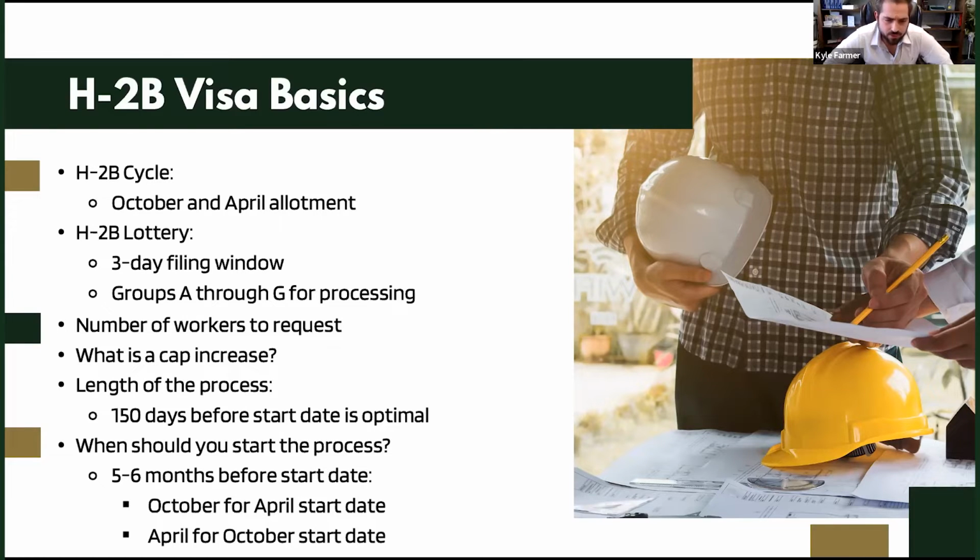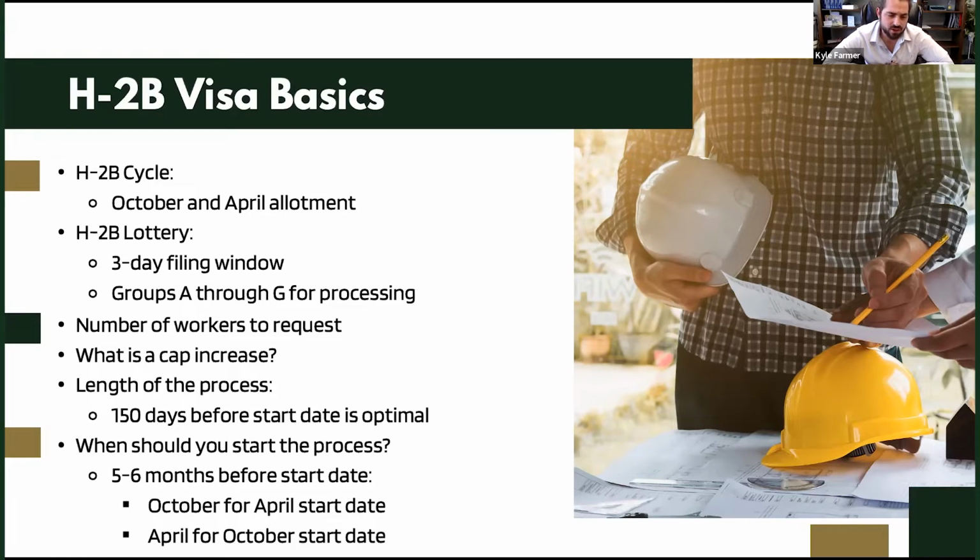And the way that it works is it is numerically capped. So there's a cap of 66,000 visas. And the way the government allocates those 66,000 available visas is based off the government's fiscal year. The government's fiscal year starts on October 1st. So the government's October 1st is a calendar year's January 1st. That's the first day of their fiscal year. And so they allocate 33,000 of the visas for October 1st and 33,000 of the visas for April 1st.